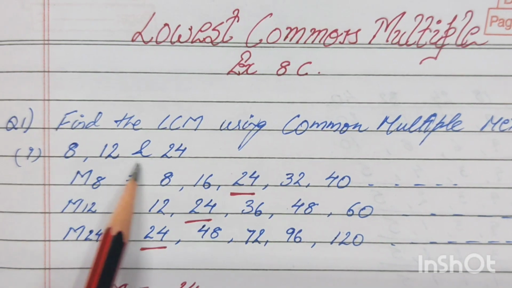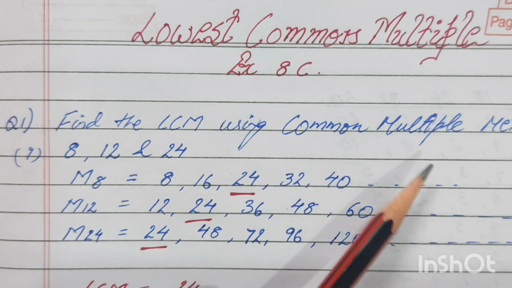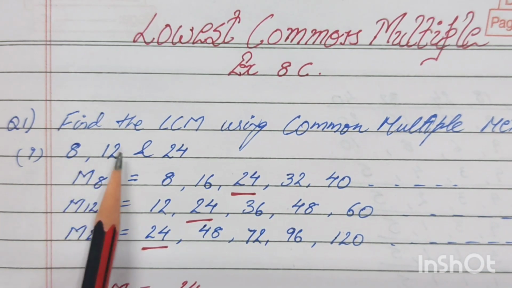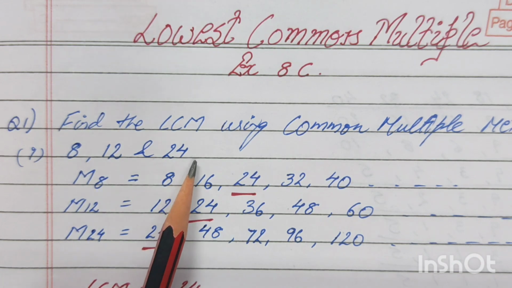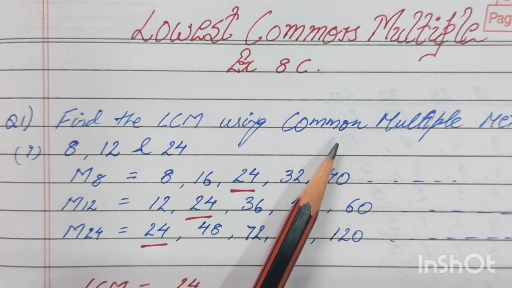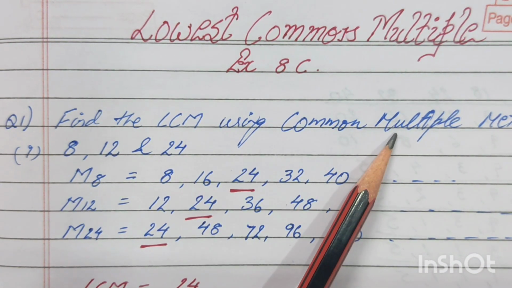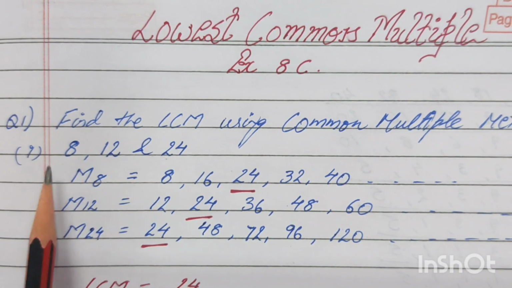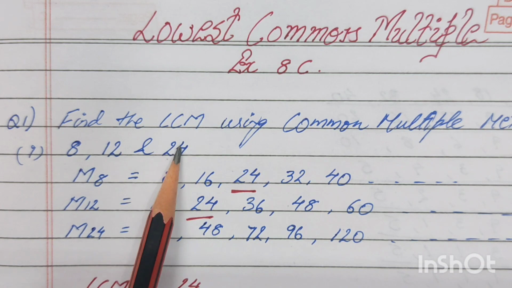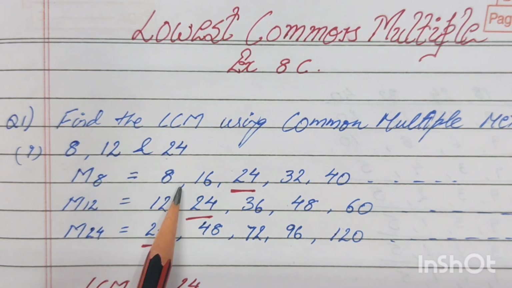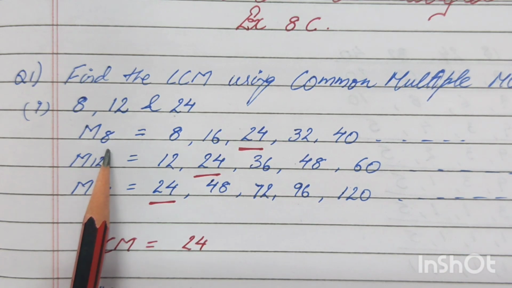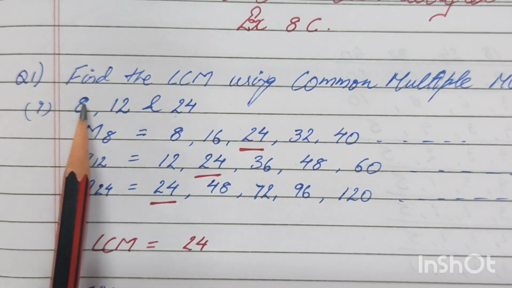So this is how we are going to find the LCM using the common multiple method. For the first part I have taken, children, 8, 12 and 24. Now, because it is the multiple method, children, we have to write the multiples for all the numbers that are given, whether there are 3 numbers given or 4 numbers given. So we write the multiples, right? You can write a capital M and a small number in the subscript.